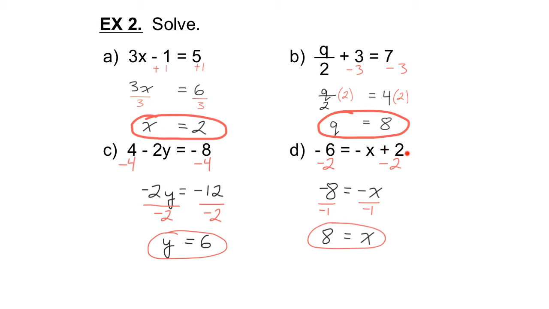Over here, get rid of the 2 first. So the opposite of plus 2 is minus 2. Do that to both sides. I end up with minus 8 on the left and minus x on the right. The coefficient in front of x is minus 1. So that's what I divide both sides by. So I end up with 8 equal to x.